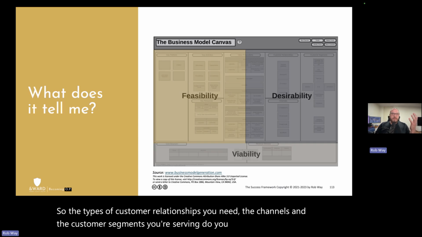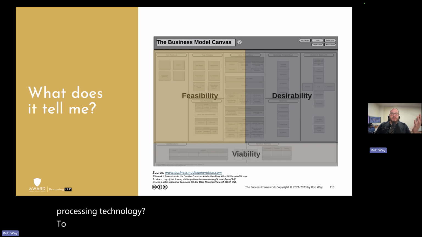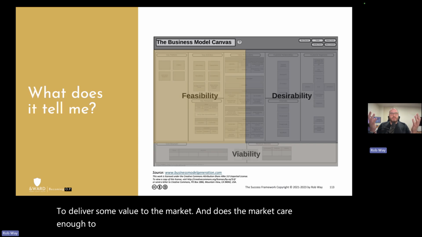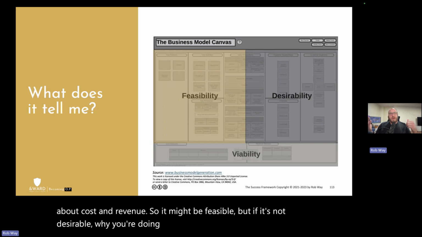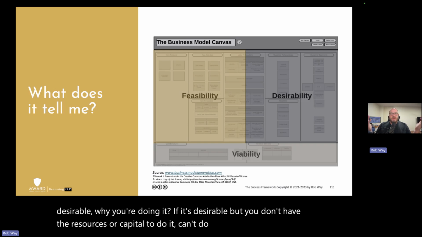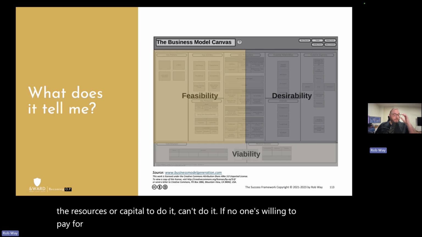Do you have the people, process, and technology to deliver some value to the market? And does the market care enough to want to consume and use it? And then viability is all about cost and revenue. So it might be feasible, but if it's not desirable, why are you doing it? If it's desirable, but you don't have the resources or capital to do it, can't do it. If no one's willing to pay for it, there's no point. So getting these three things clear, super, super useful.